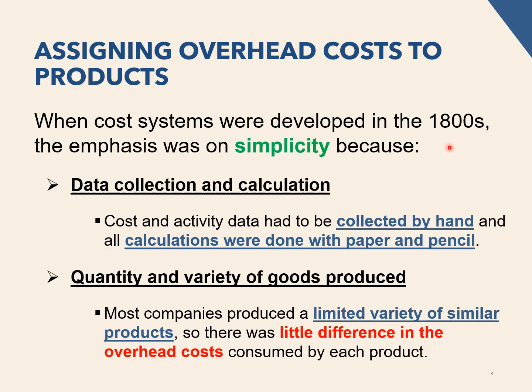When cost systems were developed in the 1800s, the emphasis was on simplicity because cost and activity data had to be collected by hand, and all calculations were done with paper and pencil. Most companies produced a limited variety of similar products, so there was little difference in the overhead costs consumed by each product. Simplicity is the major concern for assigning overhead costs to products at the time.